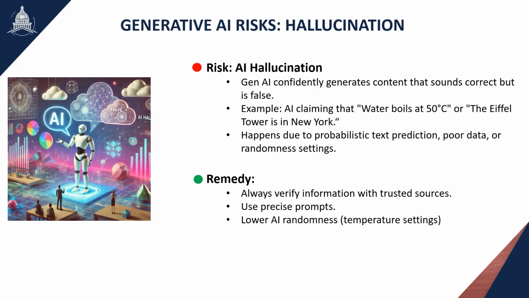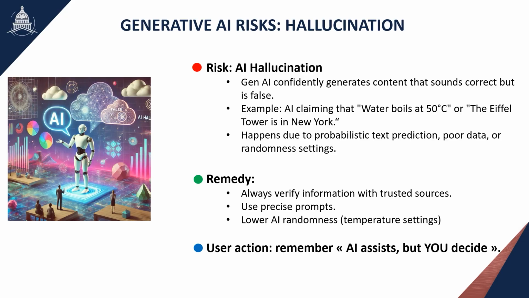So, how do we avoid this? First, always verify AI-generated information with reliable sources before using it. Second, ask precise and structured prompts to guide AI responses. Third, adjust randomness settings to make AI more reliable. The key takeaway here is AI assists, but you decide. Stay vigilant.